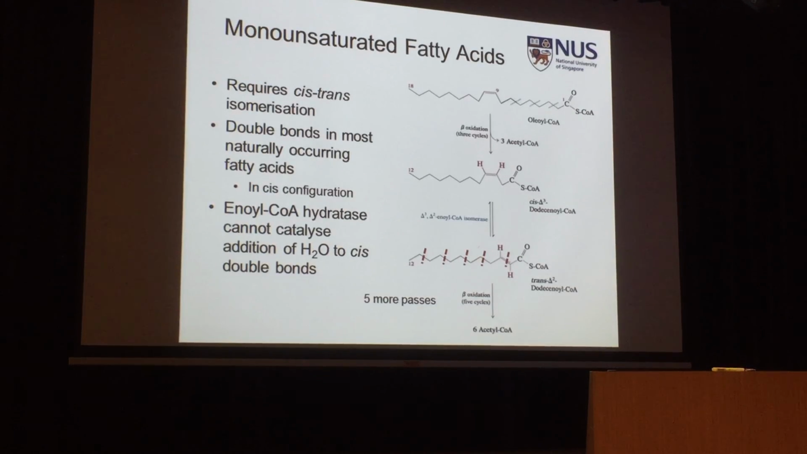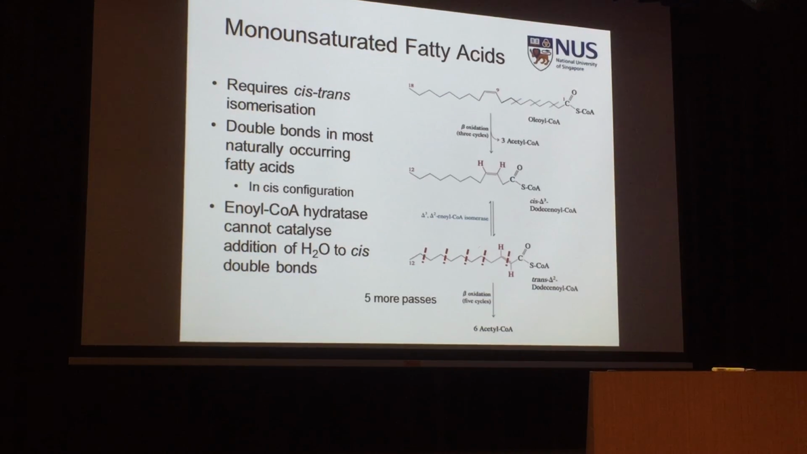Now, again, another problem. We have just talked about saturated fatty acids, no double bonds. What if we have monounsaturated fatty acids, which is common in our diet? So instead, we have, let's say, this example of oleic acid. So oleic acid has oleoyl-CoA, and it has a double bond over here.